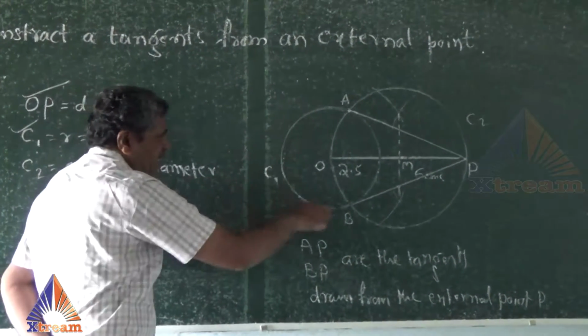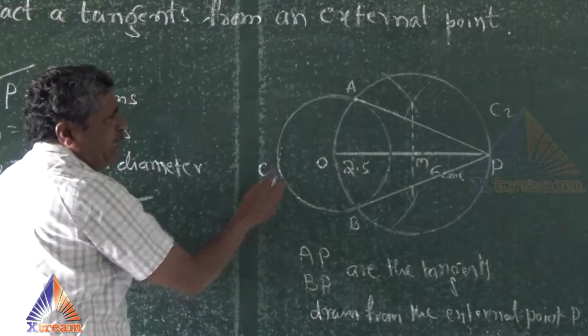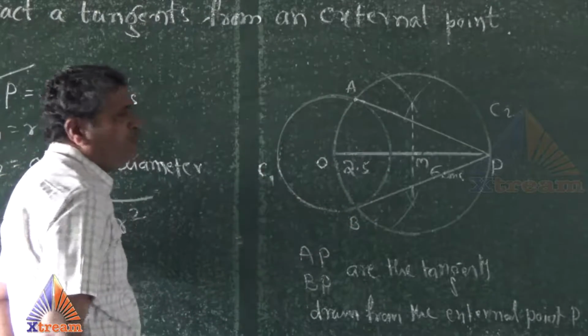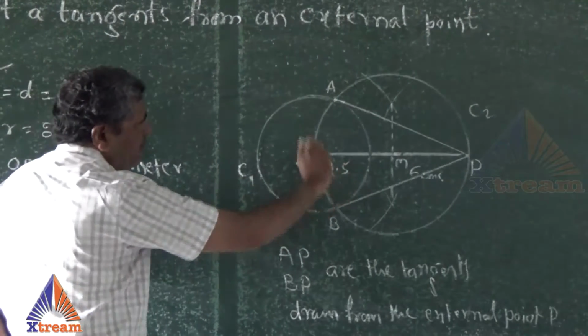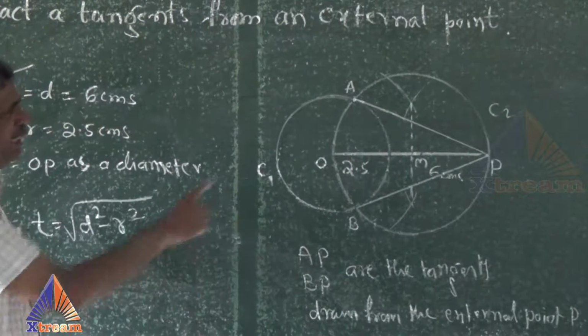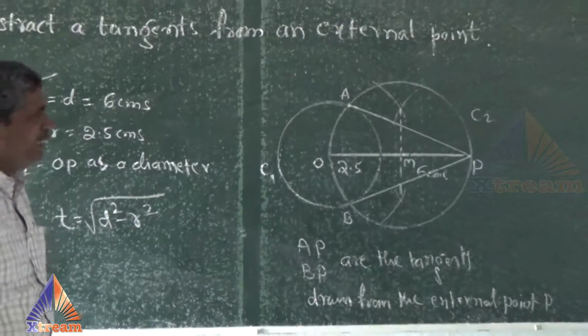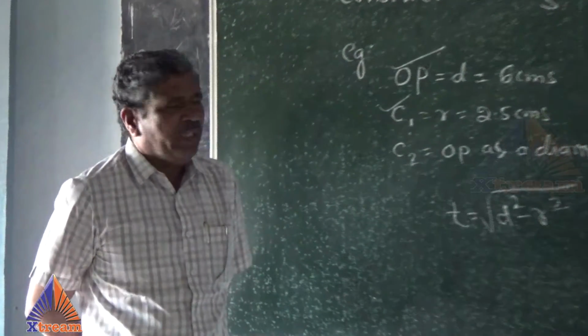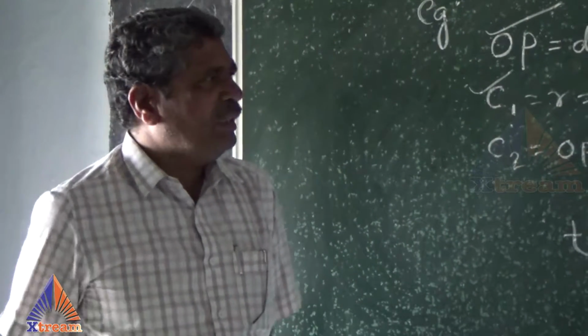Then draw the circle C1, that is half mark, and bisect the line OP, that is also half mark. Then draw the circle C2, that is also half mark. Then AP and BP are joined, that is also half mark. Totally three half marks, that is 1.5. Then another 1.5 marks, totally 3 marks for one problem.